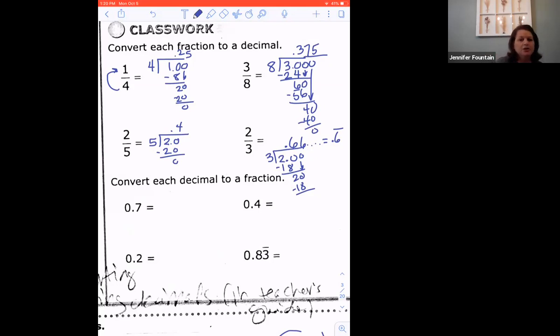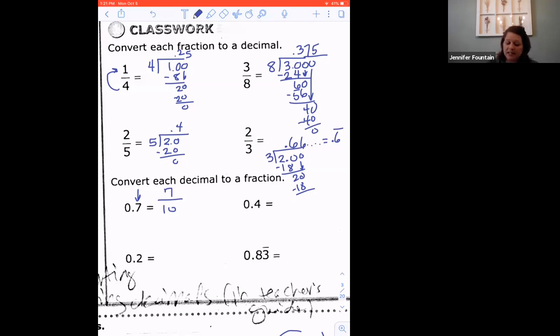So the first thing I'm going to do is start with my 0.7, and I've got to look at that one and think about what is my place value of the digit after the decimal, and that's my tenths place. So that means I'm going to put a 7 in my numerator, a 10 in my denominator, and then I want to see if I can reduce it. And I can't. 7 is a prime factor, so there's nothing I can divide into 7 and 10.